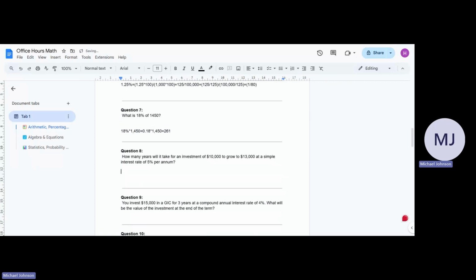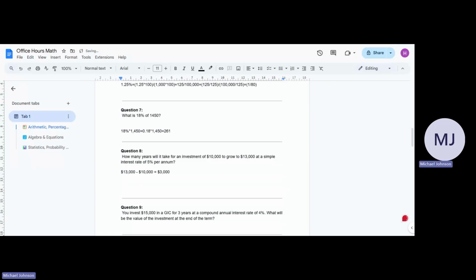And then for 8, how many years will it take for an investment of $10,000 to grow to $13,000 at a simple interest rate of 5% per annum? So to do this here, we would do 13,000 minus $10,000, get 3,000.